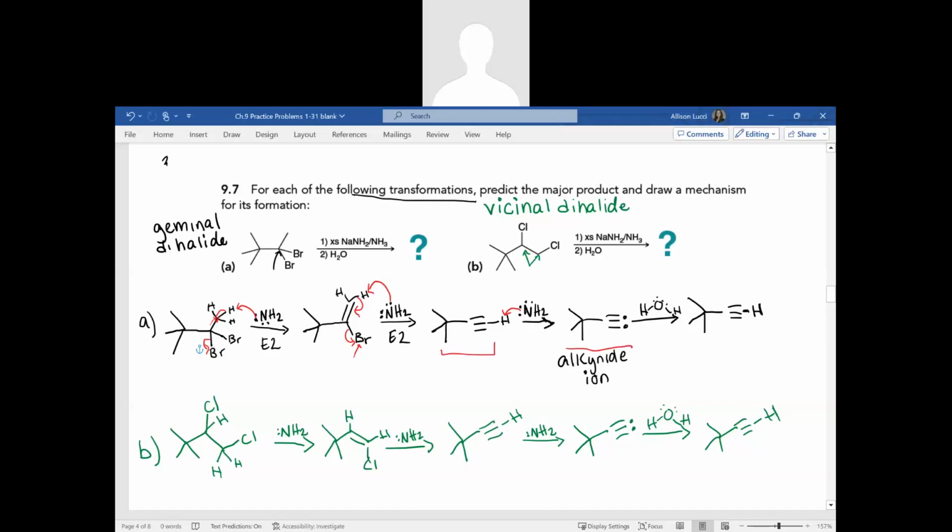And by using water as an acid, we can protonate this alkanide ion here. Oh, so actually we should draw the arrow this way, right? So we're going to grab that proton and we'll form this final product over here.